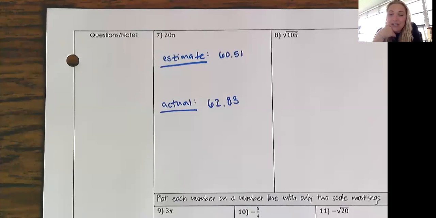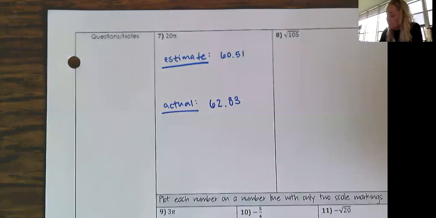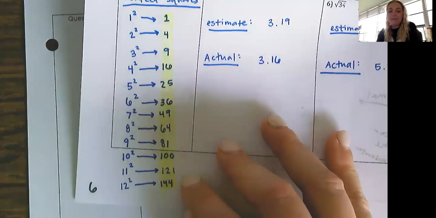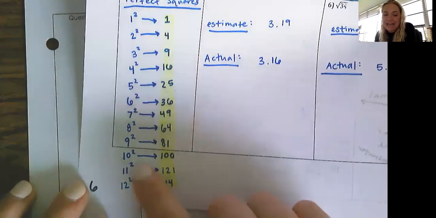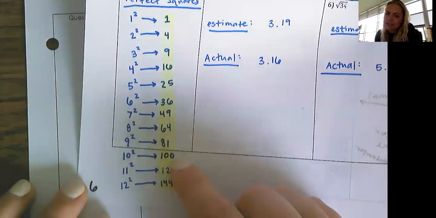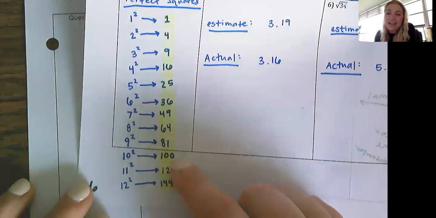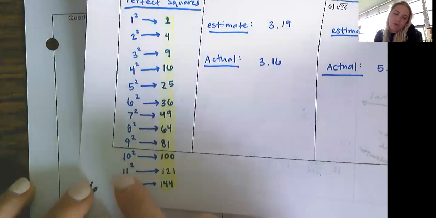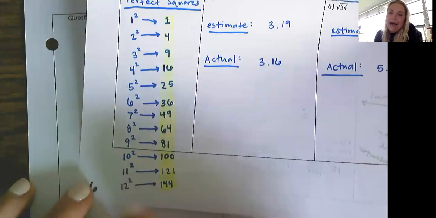Okay, square root of 105. We're back to radicals with square roots. Let's go to our list of perfect squares. Where does 105 fall? It's between 100 and 121. That means my answer is going to be between 10 and 11, but probably a lot closer to 10 because 105 is a lot closer to 100 than it is to 121. So I'm going to go with like 10.19. That's my estimate.